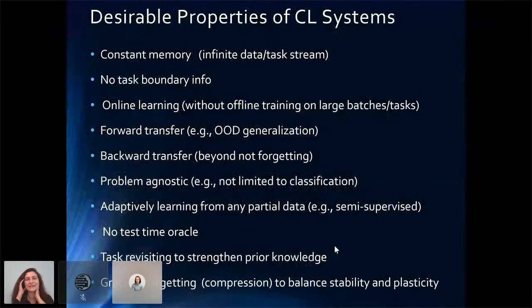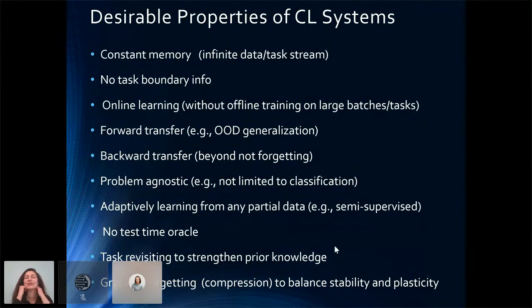So there is a much longer wish list of things we would like the ideal future continual learning system to have. And you definitely want, ideally you would like to have some constant memory. If you have infinite data in task stream, even though people say that memory is cheap, but again, if you want, say, your robot to work in different environments for really, really long time, perhaps infinite, really large memory requirements would be an obstacle.